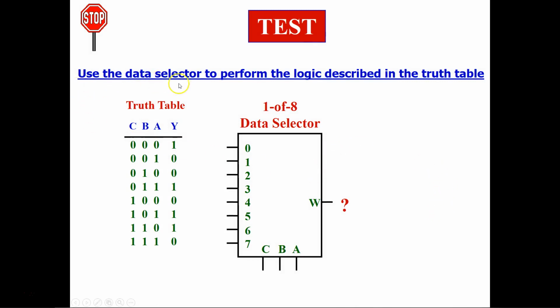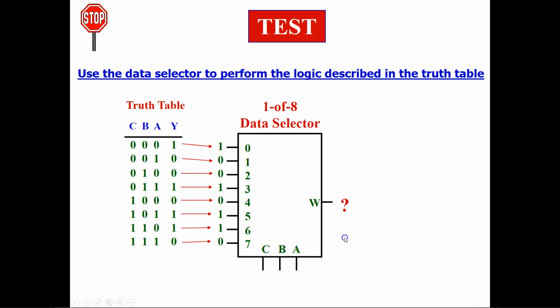Now we have used the data selector to perform the logic described in the truth table. Again, this is the three variable 1 to 8 data selector. So this is 1, this is your output Y, which is going in here, and then you have 0 going into the 2, and then 3, and then 0 to the 4, 1 to the 5, 1 to the 6, 0 to the 7. So you have all the outputs going into this input side of the data selector.